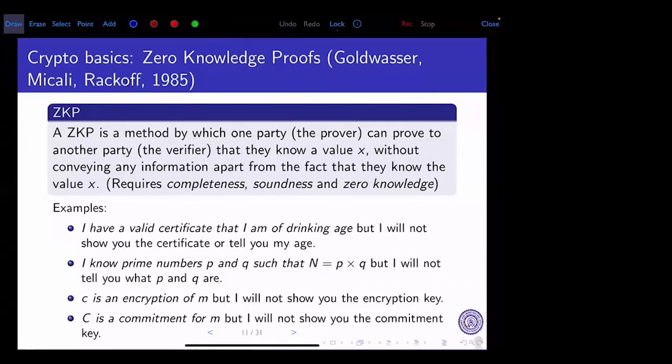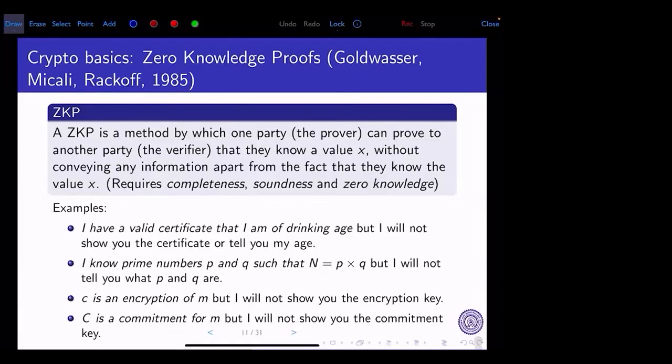So what are the examples? An example I use for teaching IIT students is that you prove that you're of drinking age, but you don't reveal your age or show any certificate. You give a mathematical proof, in an interactive manner, that you're above 18, but don't reveal anything about any certificate or age. That would be a zero knowledge proof.